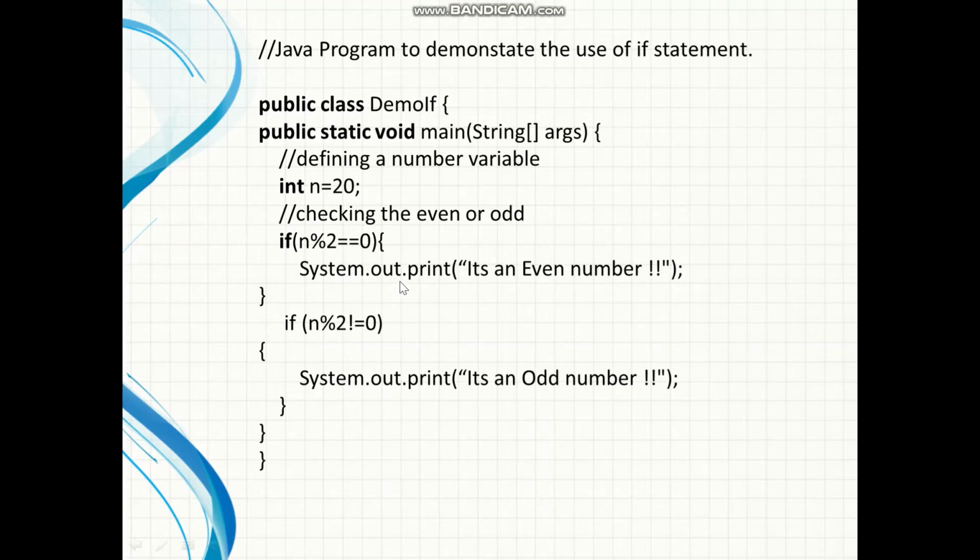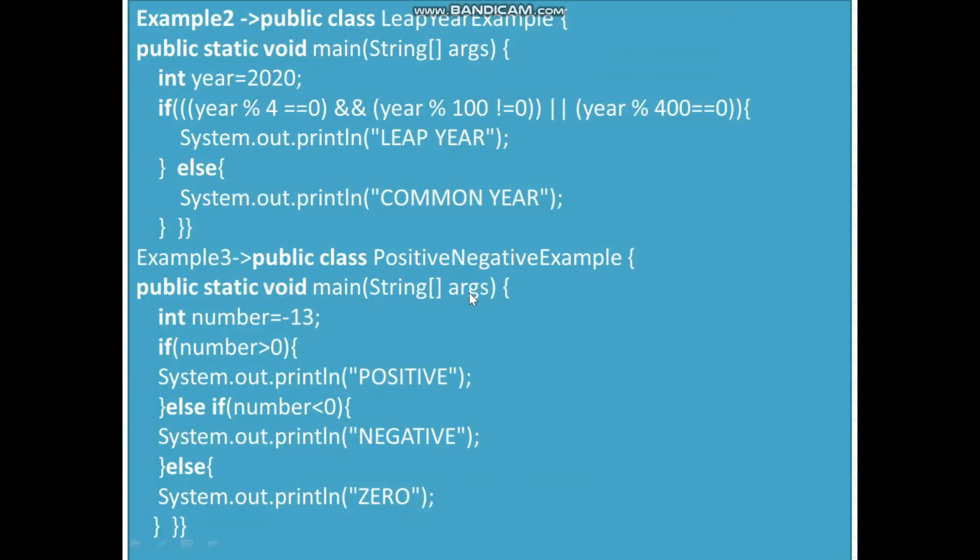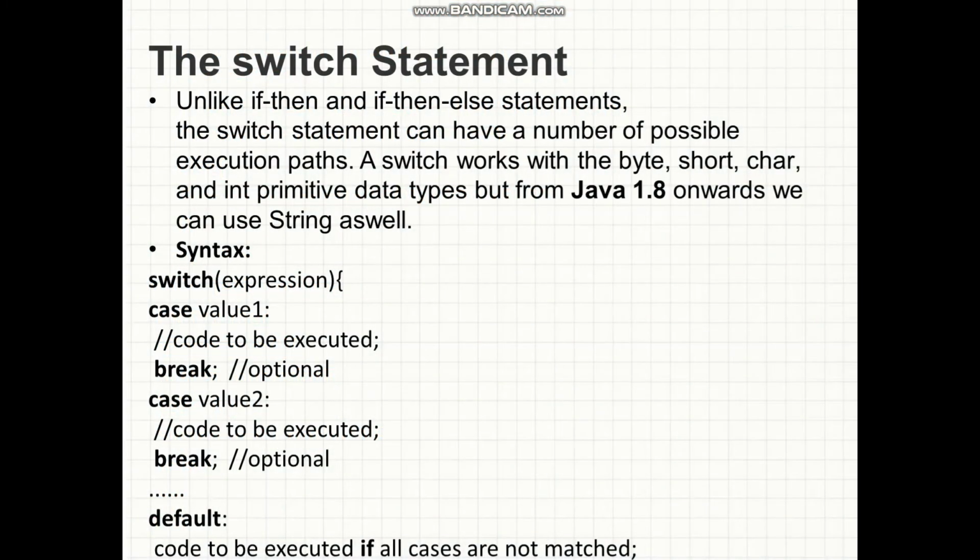So what we can do is put an else statement, because these two are related. If this is true, then this should be printed, else this should be printed. The if else statement also tests the condition. It executes the if block if the condition is true, otherwise the else block is executed. Here are a few more examples, and then we come to switch.